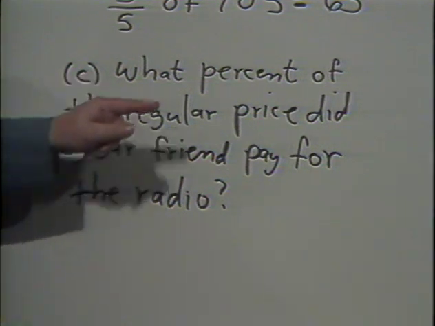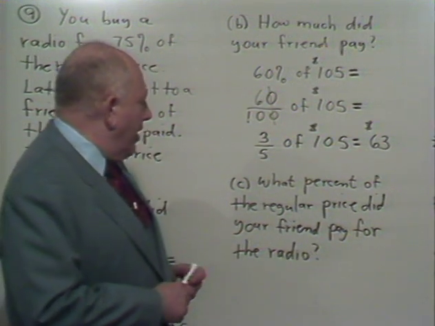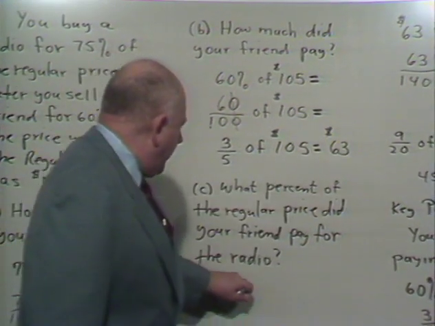Part C says, what percent of the regular price did your friend pay for the radio? Here again is the reading comprehension. How much did your friend pay for the radio? We just found out that was $63.